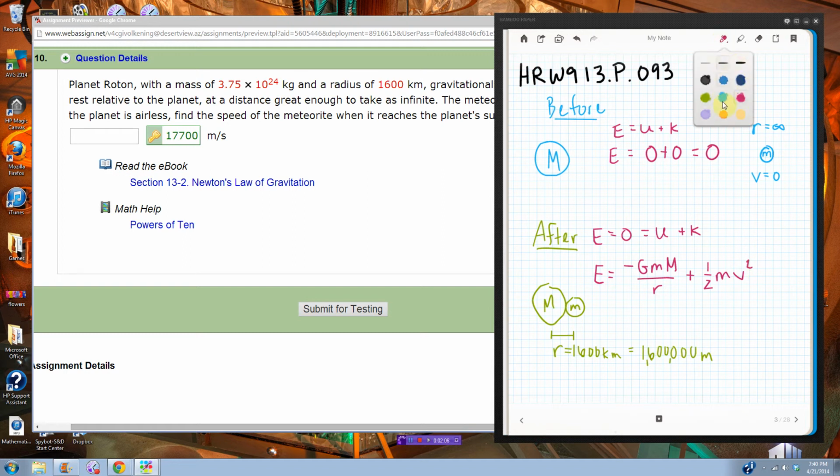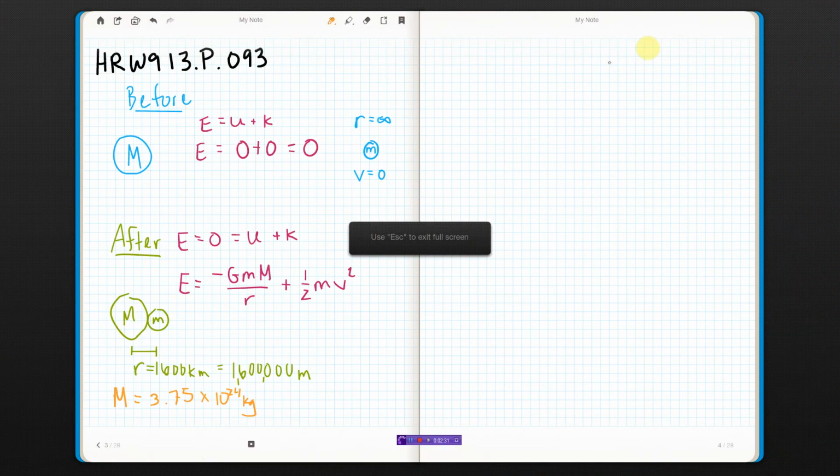Okay, I'm going to go full screen in a sec, but first I want to write down a couple of things, such as the radius of the planet. Oh wait, no, I already did that one. The mass of the planet I need to write down. The mass of the planet is, for me, 3.75 times 10 to the 24th kilograms. Okay, now we can go full screen.